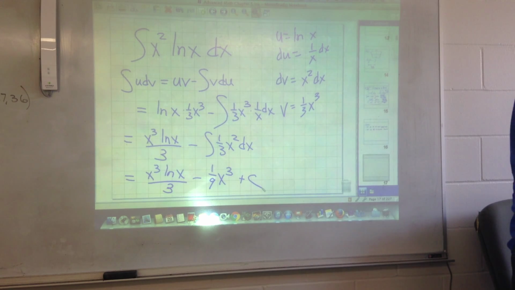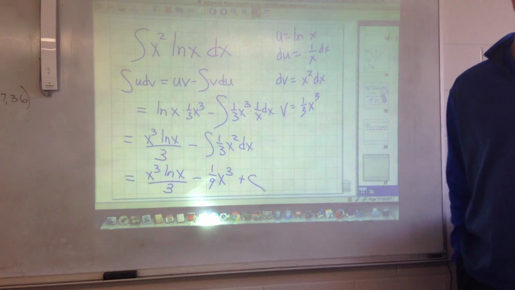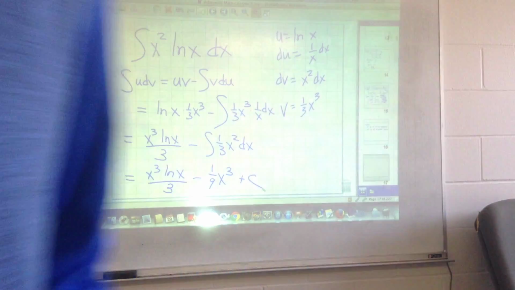Wait, so how do you know? Because it says, for 11 through 38, not all require integration by parts or whatever.